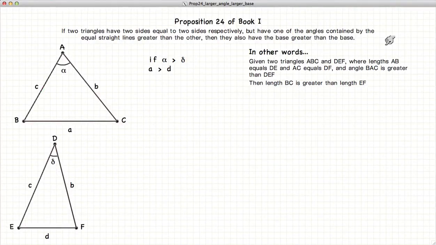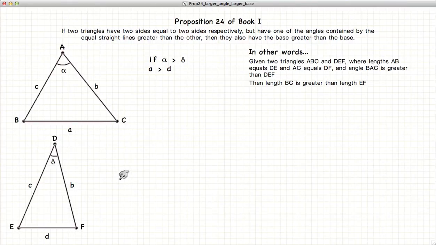This video presentation is going to be on Proposition 24 of Book 1, which states that if we have two triangles, and we'll call them ABC and DEF, where two sides of one triangle are equal to two sides of the other triangle, AB = DE and AC = DF, if one triangle has an angle between these two sides larger than the other, it will also have a larger base. Or more simply put, if alpha is bigger than delta, BC will be larger than EF.